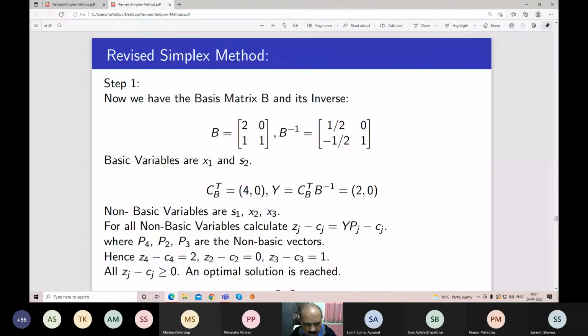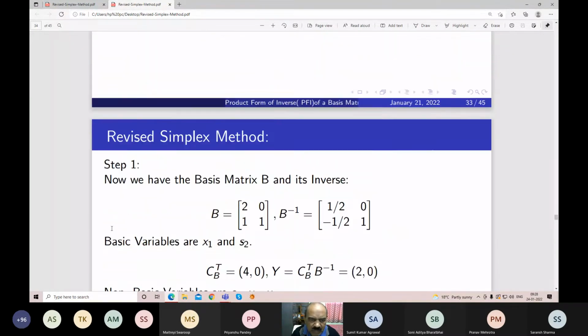Now 4 0 we are multiplying, that is CB transpose into B inverse. Earlier we were multiplying with the identity matrix. Now we are multiplying with the new inverse, whose elements row wise are half, 0, minus half, 1. So if you multiply CB transpose into B inverse, we find this element is becoming 2 0.